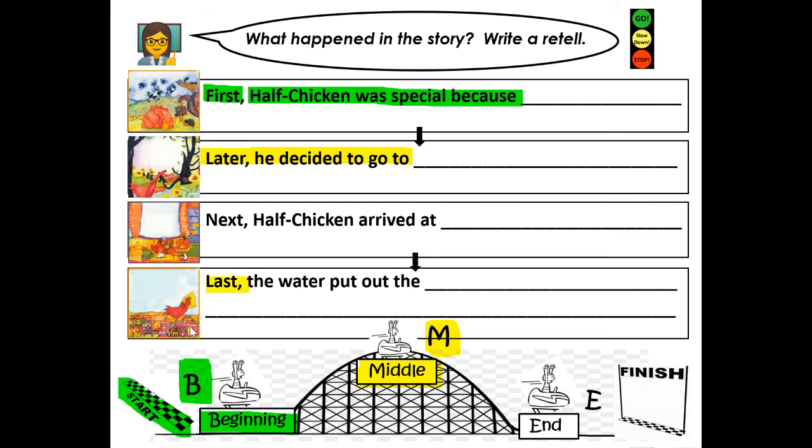Now we're still in the middle of the story. Next, Half Chicken arrived at. Where did Half Chicken arrive? Next, Half Chicken arrived at. When you're done saying your sentence, push pause and write your sentence. Next, Half Chicken arrived at.